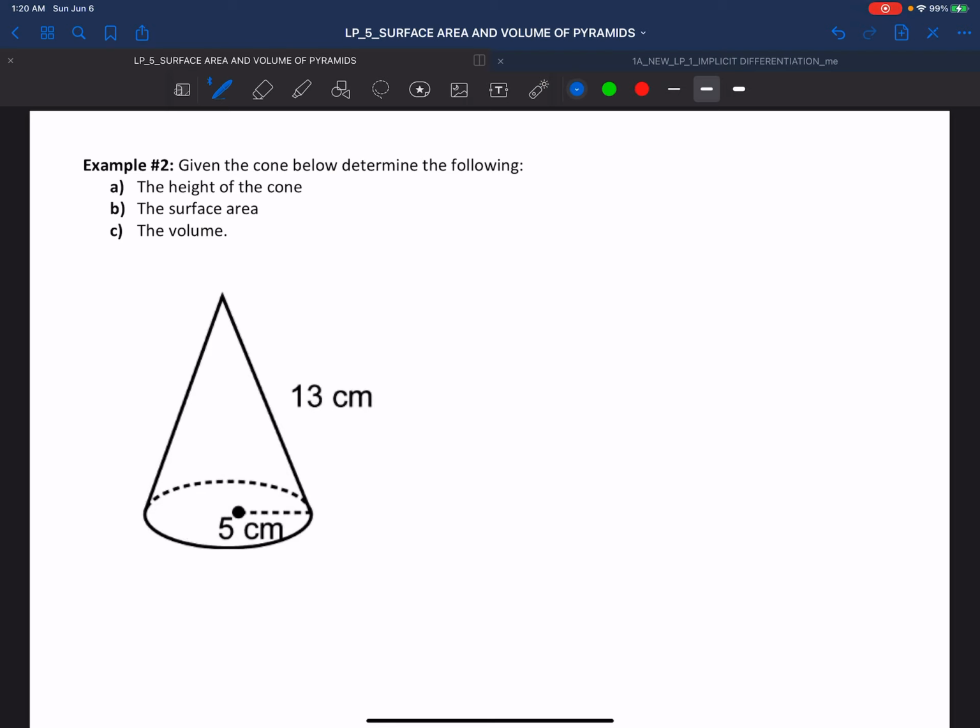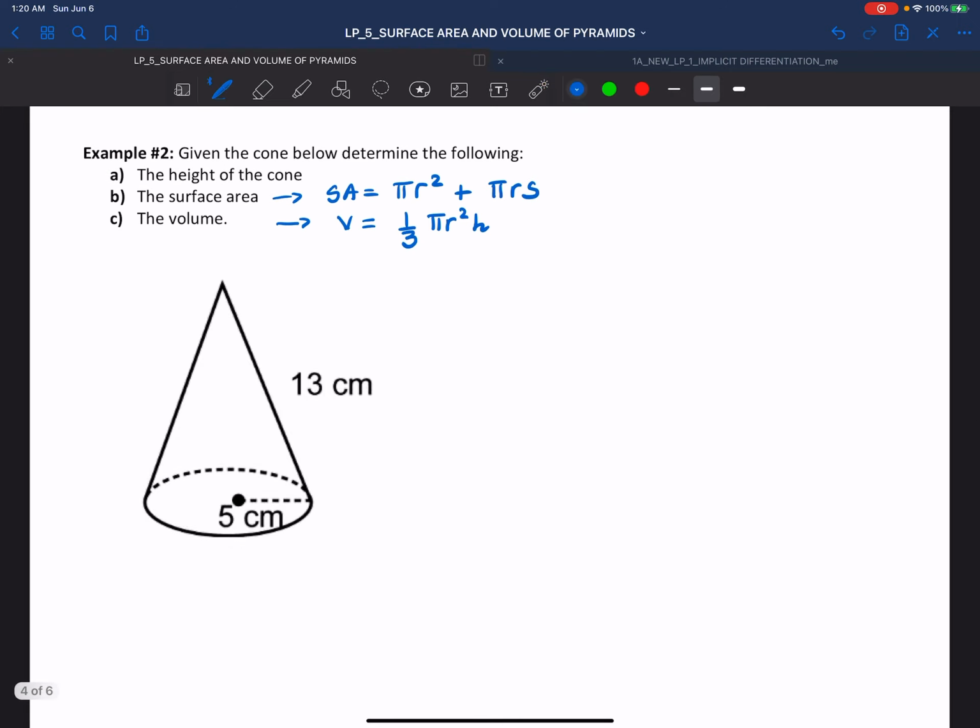So I am going to keep the formulas handy in here. For the surface area, I know that I have to use the formula pi r squared, that's the area of the base, plus pi r s, which is the lateral area. For the volume of the cone, I know that the formula is 1/3 pi r squared h. And it seems that in this case, I am not given the height of the cone, and I must find that first. So I'm going to get started with the height of the cone.